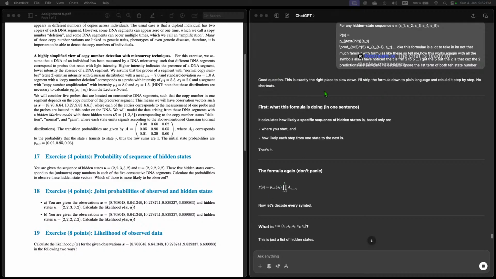This is exactly the right place to slow down. I'll break down what the formula is doing. It calculates how likely a specific sequence of hidden states is, based only on where you start and how likely each step is.